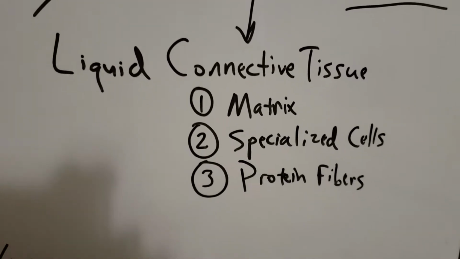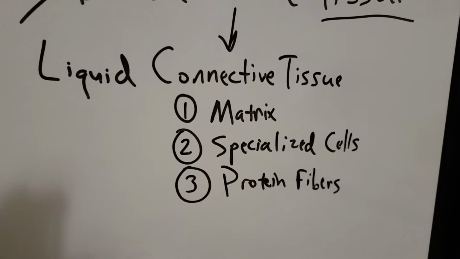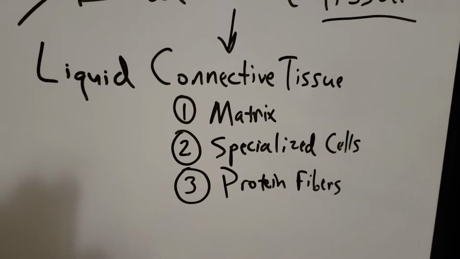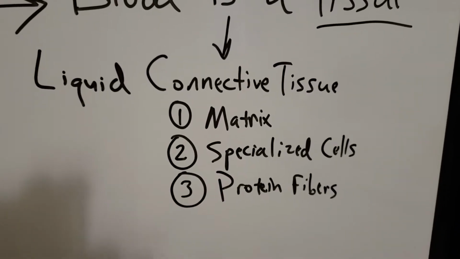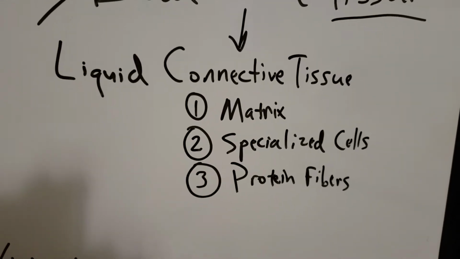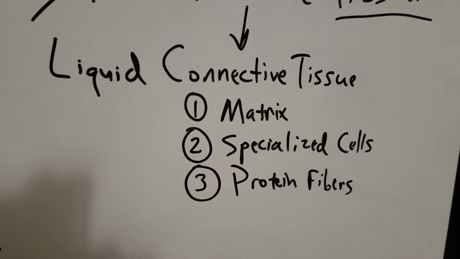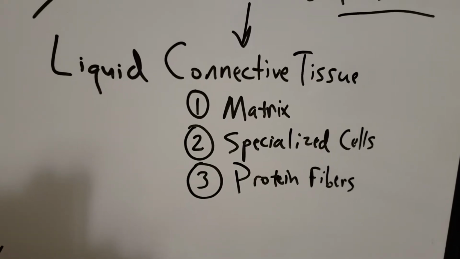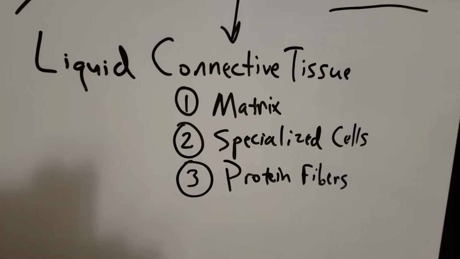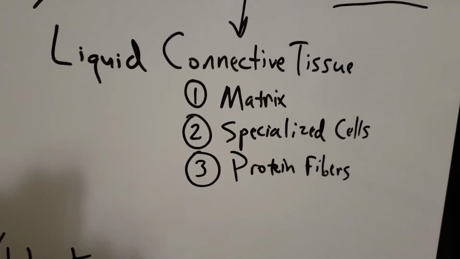Now, here's the funny thing about it. The way that you can remember connective tissue or a liquid connective tissue is think of a bowl of cereal. I don't know what cereal you eat, whether it be Fruity Pebbles, Lucky Charms, Corn Flakes, Frosted Flakes, whatever your cereal is. Imagine that the matrix is the milk, and the specialized cells are going to be the cereal. And then if you're eating Fruity Pebbles, then the protein fibers are going to be the special addition items that are in your cereal. And that's what connective tissue would be, and specifically liquid connective tissue.